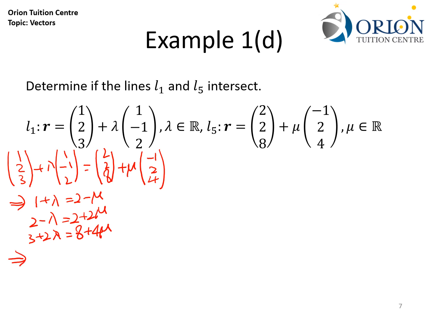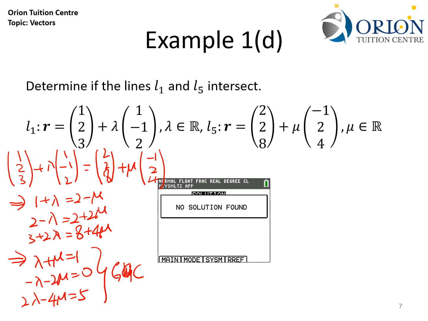And we can now rearrange them. Lambda plus mu equals 1, minus lambda minus 2 mu equals 0, and 2 lambda minus 4 mu equals 5. And we can key these three equations into our GC now, which gives us this following solution screen. And therefore, we know that L1 and L5 don't intersect.